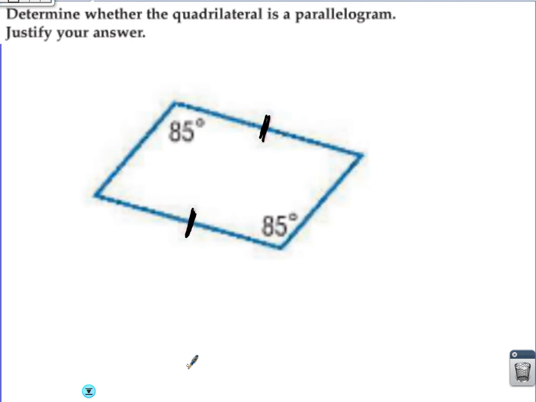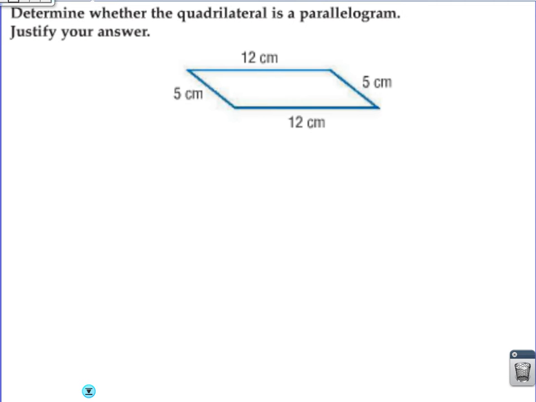We don't know. Could it be? If that's 95 degrees, yes, that's a parallelogram. But we don't know. Okay. Is that a parallelogram? Here's a tough one.